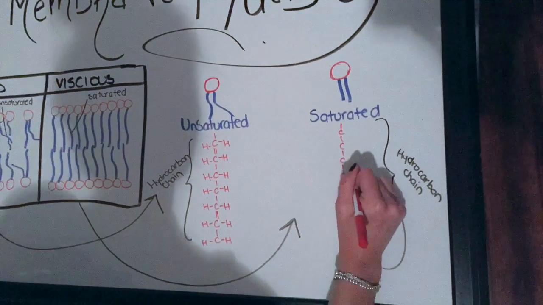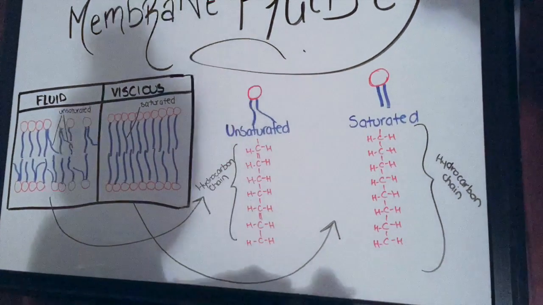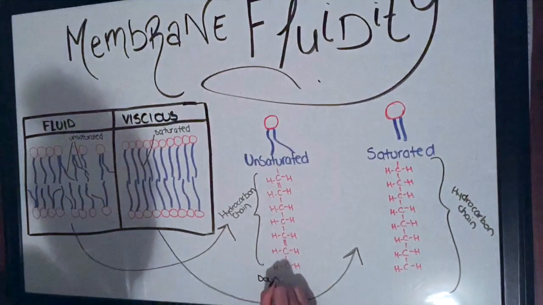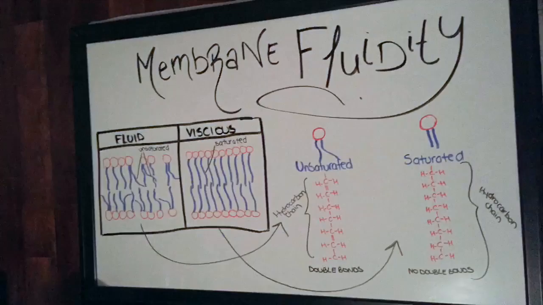While an unsaturated hydrocarbon has double bonds within it, these double bonds create kinks or bends in the chain. The kink in the tails does not allow for the heads of the molecules to be tightly packed. This increases membrane fluidity.